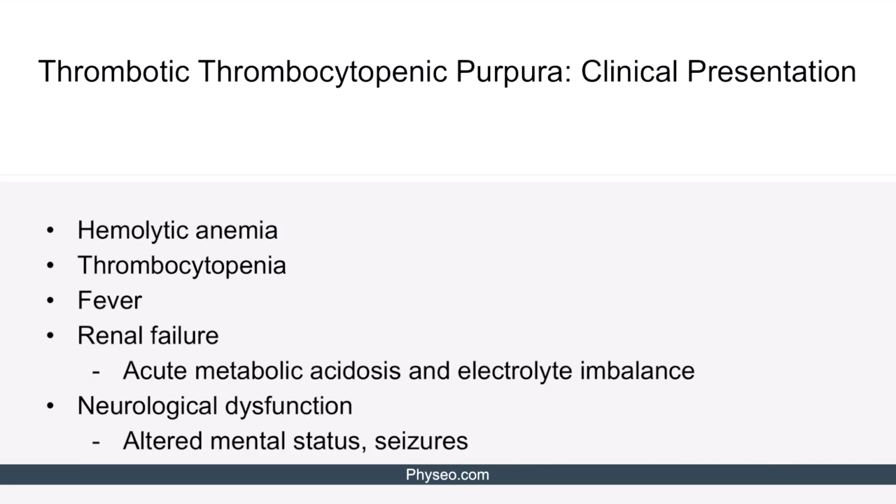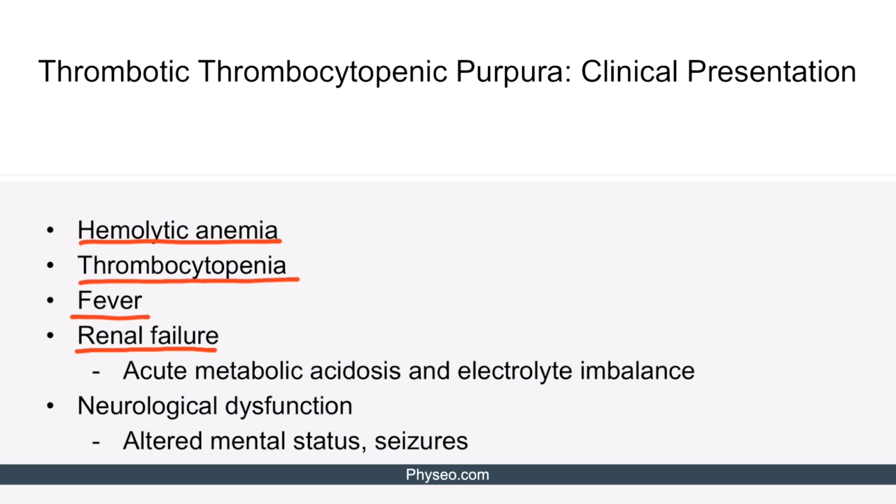As we already discussed on the previous slide, thrombotic thrombocytopenic purpura causes hemolytic anemia and thrombocytopenia. In fact, these two features are essential to diagnose TTP. Additionally, thrombotic thrombocytopenic purpura presents with fever due to a generalized inflammatory state. Renal failure occurs due to platelet microthrombi obstructing renal vessels.